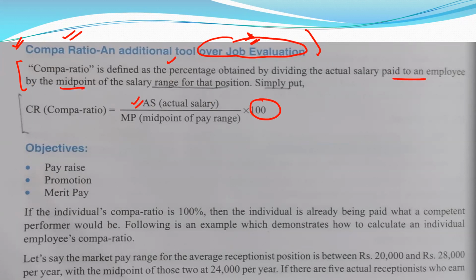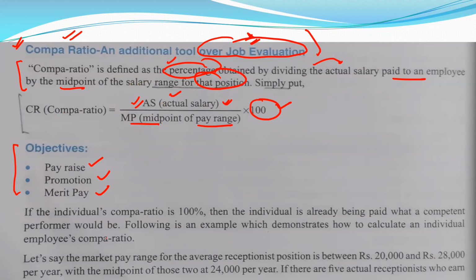How can we obtain Compa Ratio? Compa Ratio is defined as the percentage obtained by dividing the actual salary paid to the employee by the midpoint of the salary range for that position. We can say that Compa Ratio is equal to actual salary upon midpoint of pay range into 100. The objective of this is pay raise, promotion and merit pay.